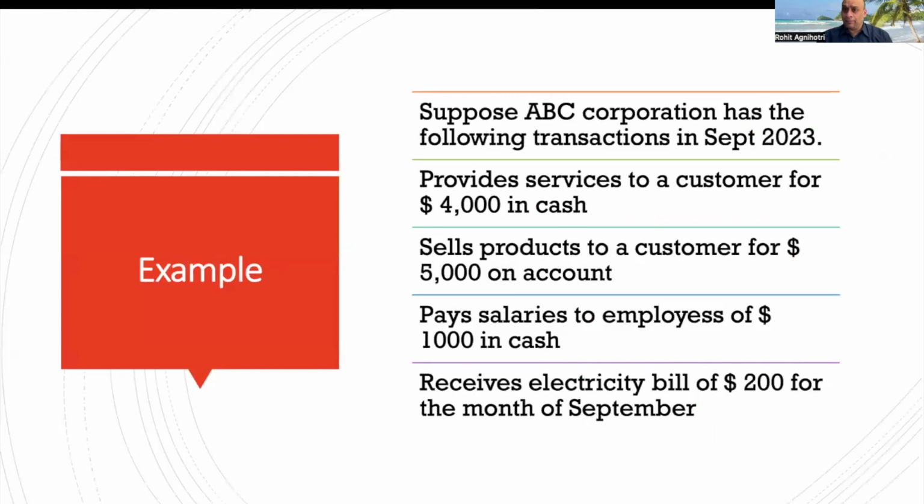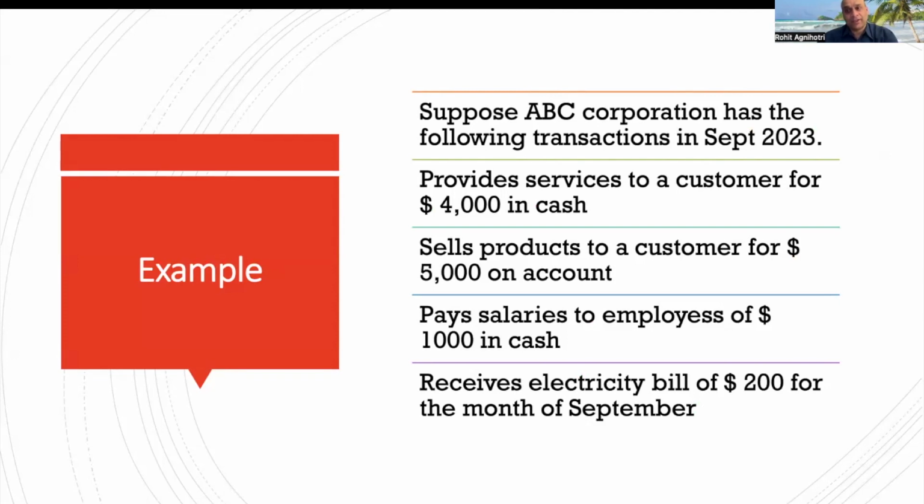We're going to do an example. Consider an ABC corporation. In the month of September, they have the following transactions. Number one, they provided services to a customer for $4,000 and they got paid in cash. So $4,000 was a cash payment for services they provided to a customer.